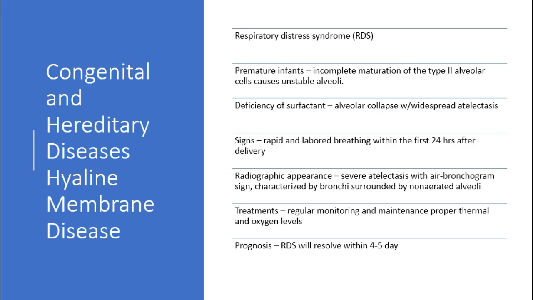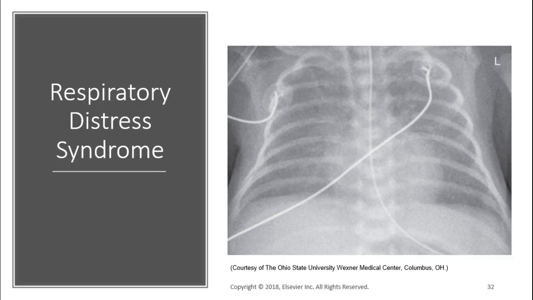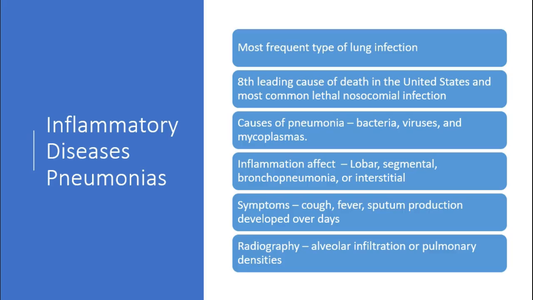The signs are rapid and labored breathing in the first 24 hours after delivery. Radiographically the appearance is severe atelectasis with air bronchogram signs, characterized by bronchioles surrounded by non-aerated alveoli. The treatment is regular monitoring and maintenance of proper oxygen levels. It usually resolves within 4 to 5 days. Looking here, this is what it looks like. They call this ground glass appearance. You can just see diffuse spotting all over. Ground glass appearance is what we call it.